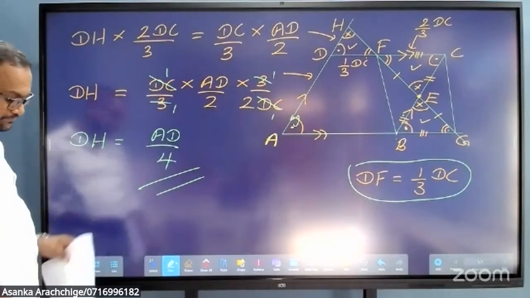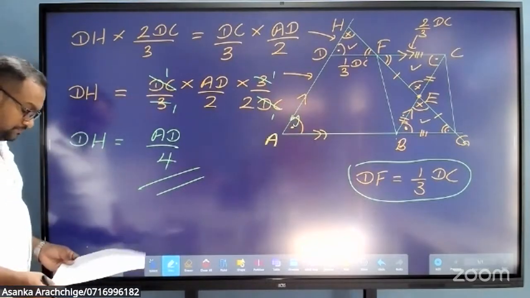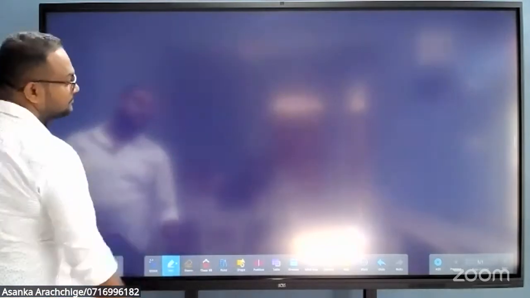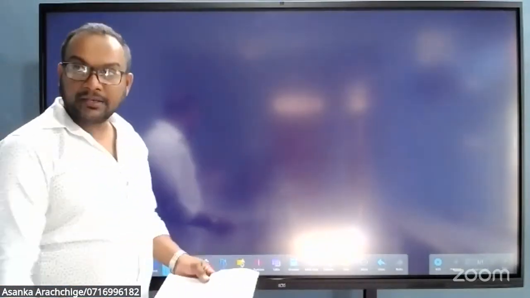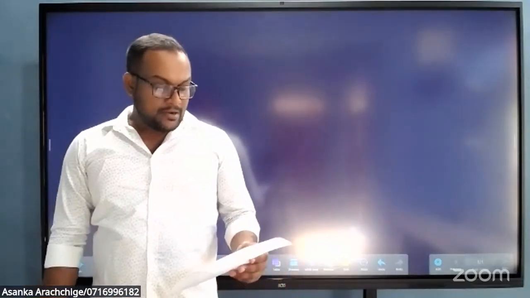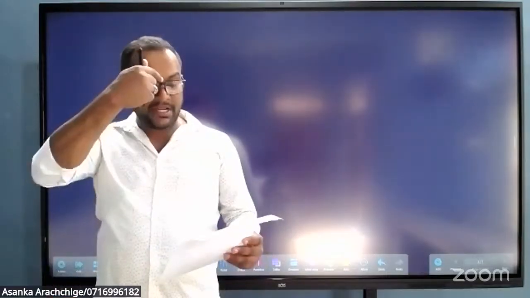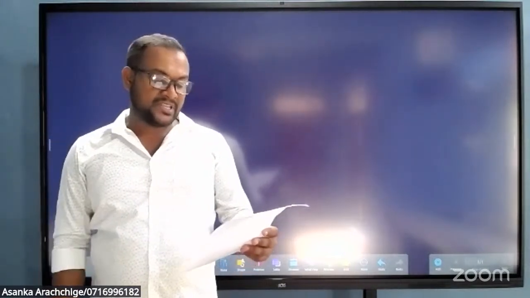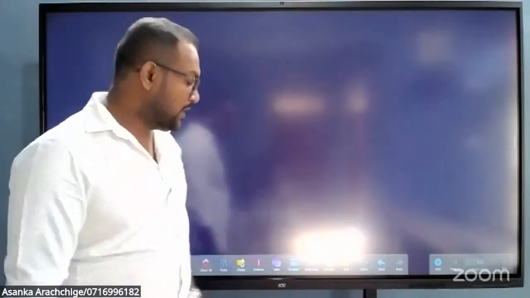Right. Now, we are on the 9th question. Number 9. The 9th question is given from mensuration. 9 small solid metal right pyramids, each with a square base of side length A and height 2A.